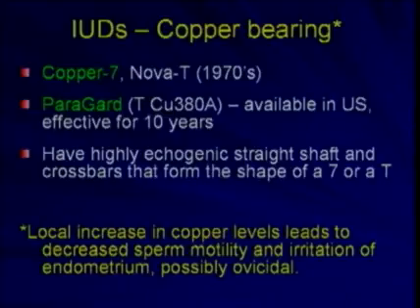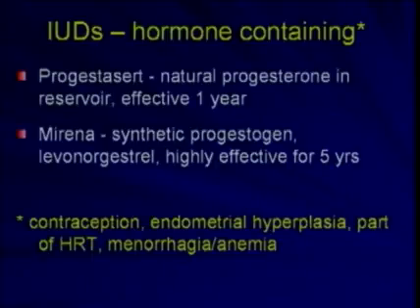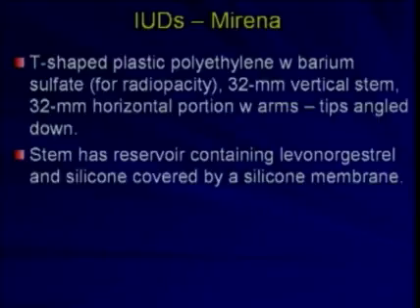The copper-bearing IUDs cause their effect by a local increase in copper levels, which leads to decreased sperm motility, irritation of the endometrium, and possible ovicidal activity. Finally, the hormone-containing IUDs are used for contraception, endometrial hyperplasia treatment as part of hormone replacement therapy, and the treatment of menorrhagia and anemia.